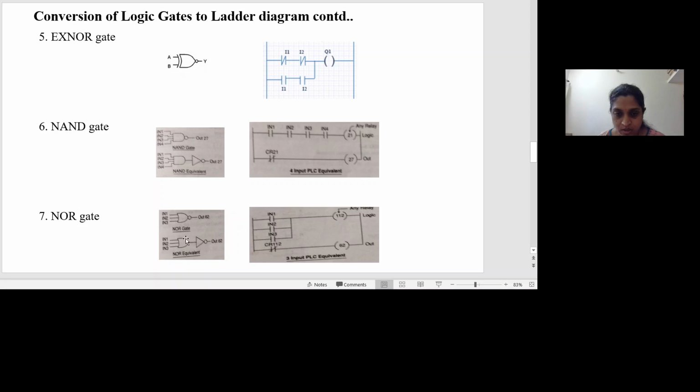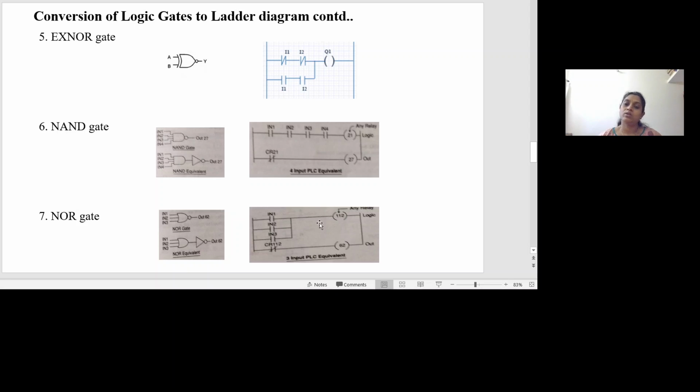Because an OR operation is done between the three inputs, hence these three contacts are represented as three contacts in parallel. So this is shown in a ladder diagram. All the three contacts are connected in parallel. Then the output of the OR gate is inverted using a NOT gate.